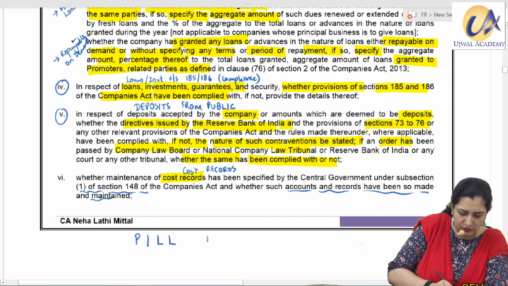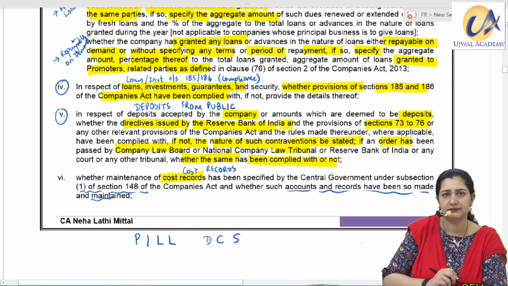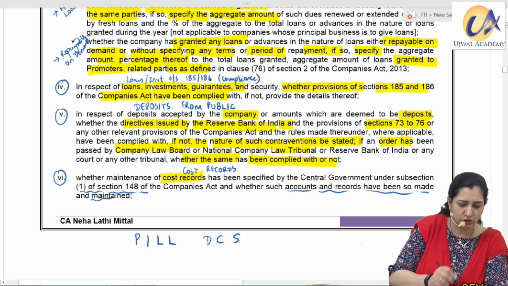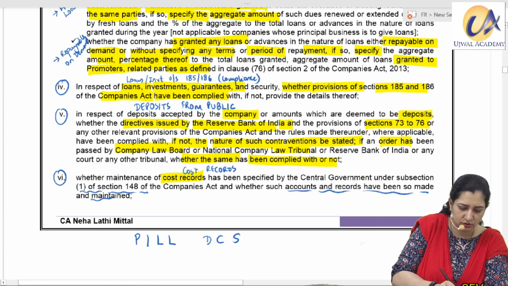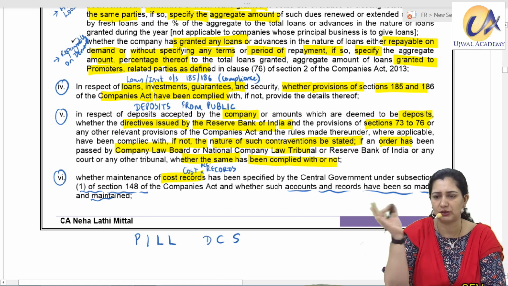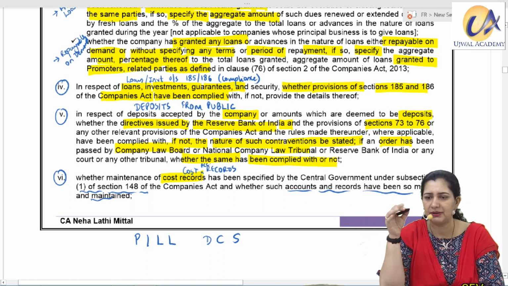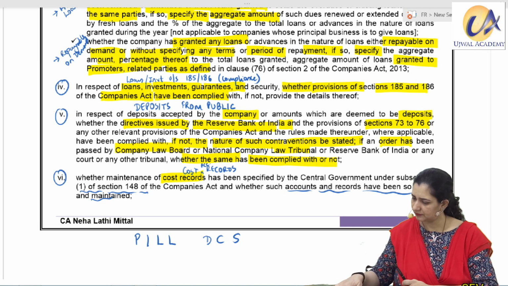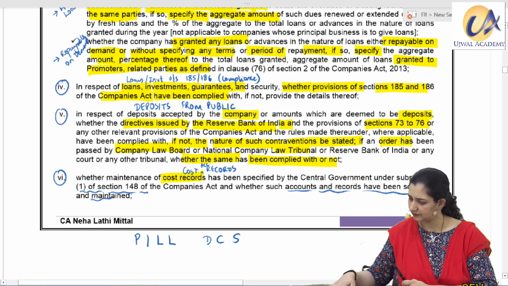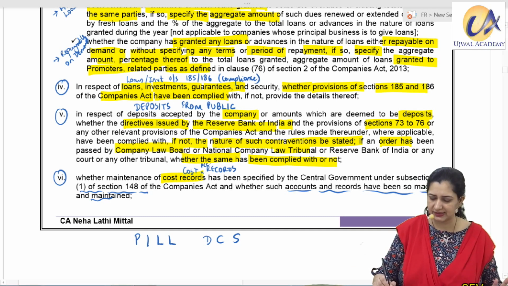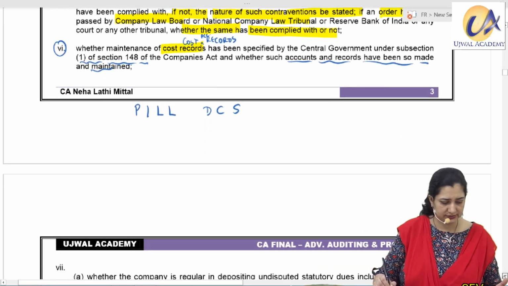So this is what you have. Then we call it PILDCS. D is deposits from public. C is your cost accounting records. Just write cost accounting records. So PILDCS, 7 points. Try to remember it in the same order. S, I have not yet told. S is the 7th point. Statutory dues. This one.